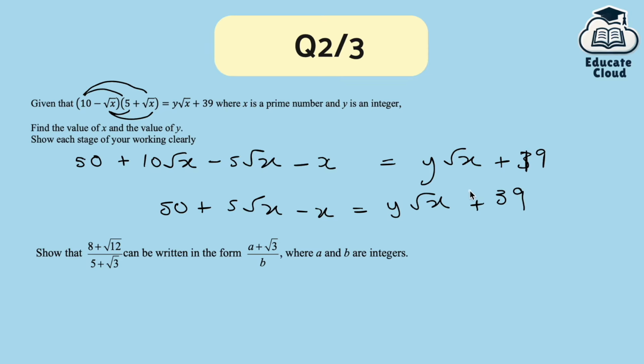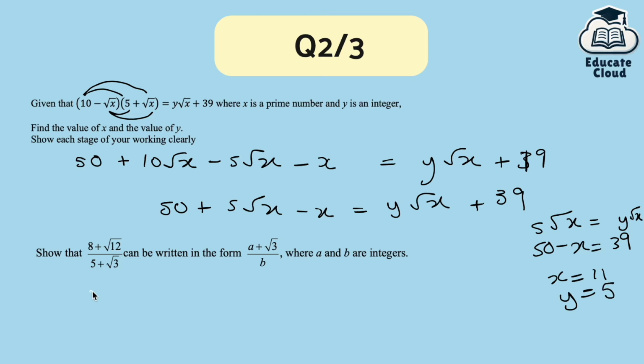Now we are going to group the constants together and the surds together. So the 5 root x is basically your y root x. So 5 root x is equal to y root x. And then your 50 minus x is 39. So here our x is just 50 minus 39, which is 11. And our y is just 5. So that's your answer.